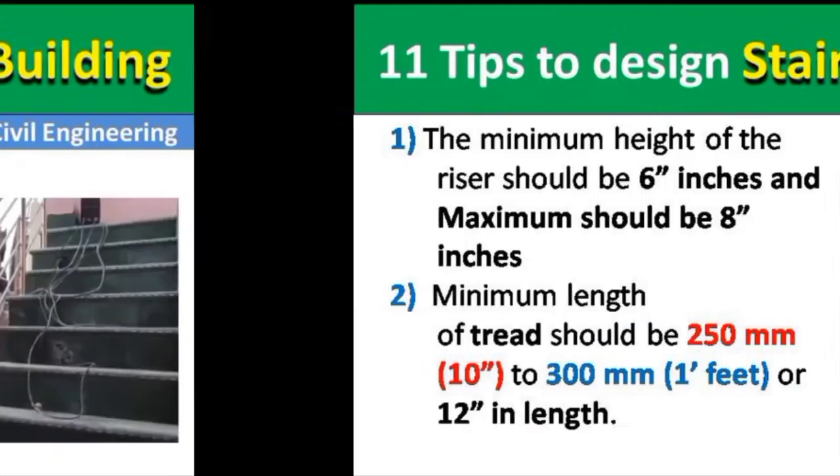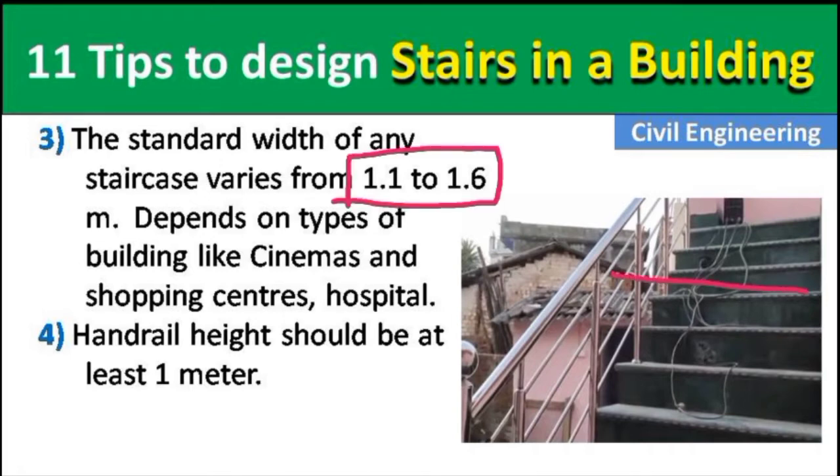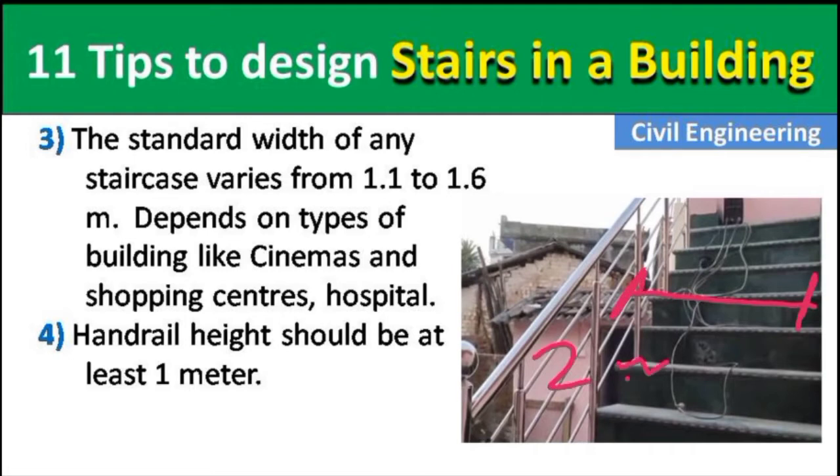Okay, now next point, our third point is the standard width of any stairs varies from 1.1 meter to 1.6 meter. Okay, it depends on the type of the building. So for a residential building, the width of these stairs should be how much? 1 meter to 1.5 meter. Okay, but in cinemas, shopping centers, and hospitals, we have to put a larger width of steps, for example 2 meter or 3 meter, more than 1.5 meter. Okay, so it depends on the building.